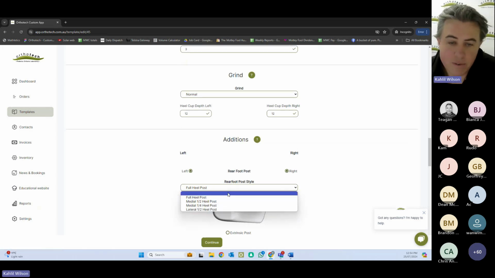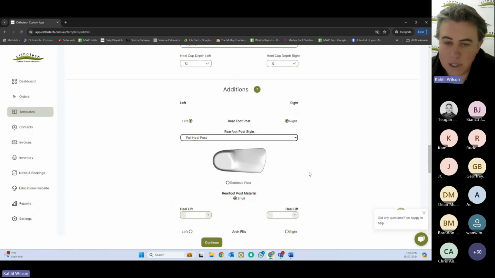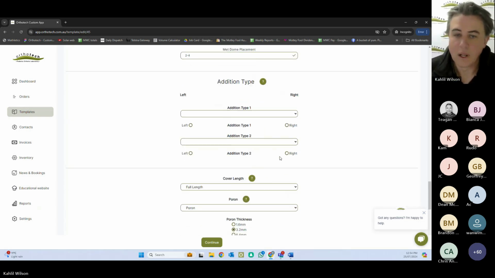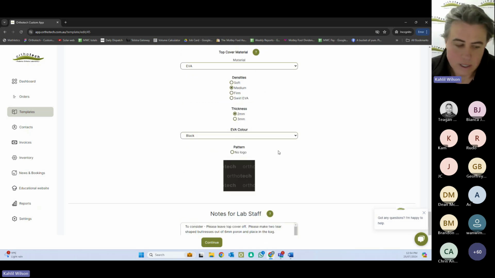You could consider a half lateral post. We've got a full post on it, but you could consider a half lateral post if need be. Again, a met tone for this foot type doesn't hurt. And then a couple of things in the notes that I've added, things to consider.